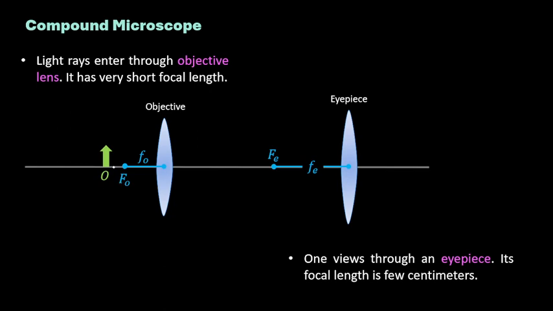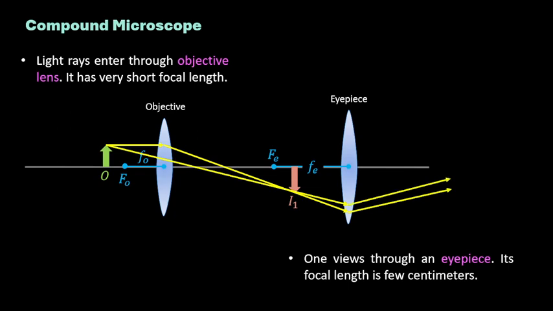Here we see the object is a little beyond the focal point. Again we draw two light rays from the top of an arrow and see where the image of the top of the arrow is formed. Here we see that the light rays from the top of the arrow, after refraction through the objective lens, meet together here. So it is at this point that the real image of the top of the arrow is formed.